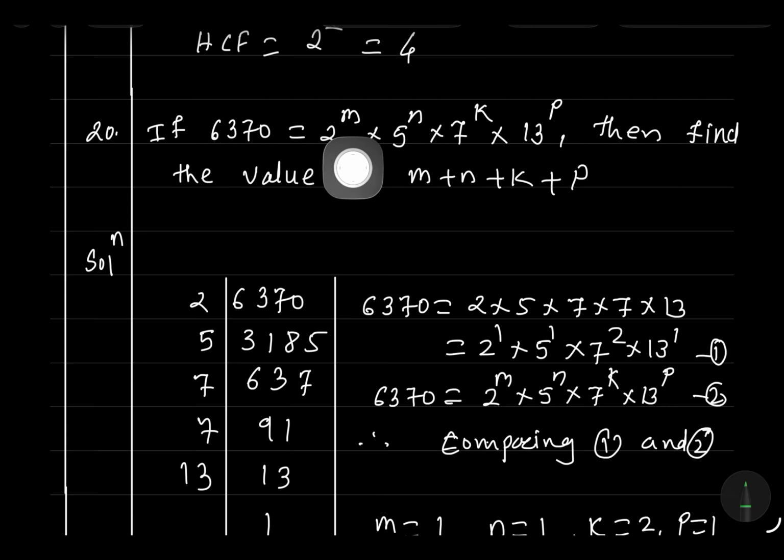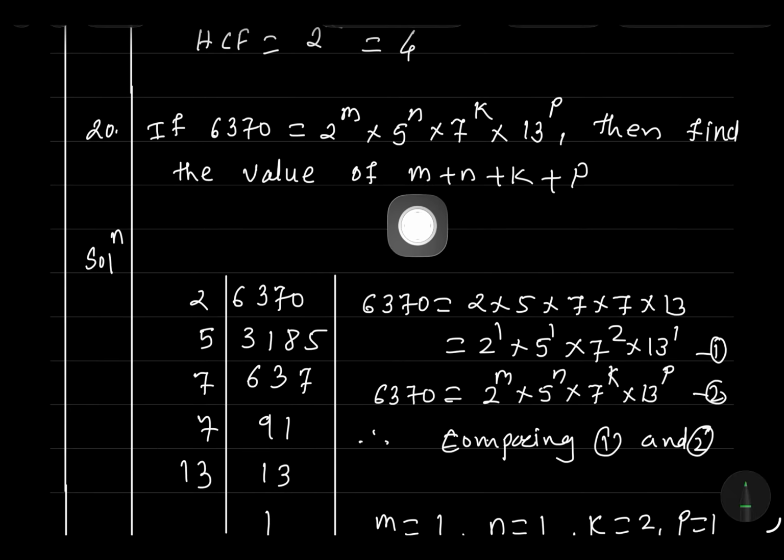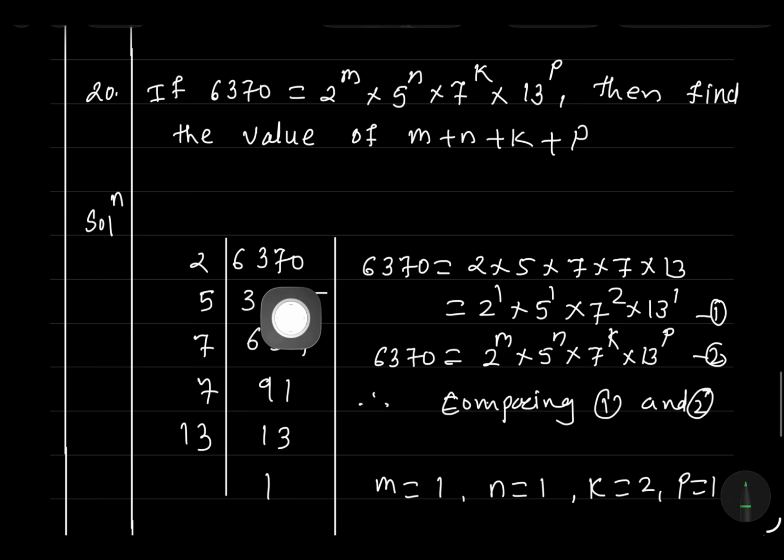Now question 20: if 6370 equals 2 raised to m into 5 raised to n into 7 raised to k into 13 raised to p, then find the value of m plus n plus k plus p. So very simple, don't get confused, read properly. This number is given and this number is written in the prime factorization method. Here we have the indices, which we have to find out. To find out the indices, we have to use the factorization method.